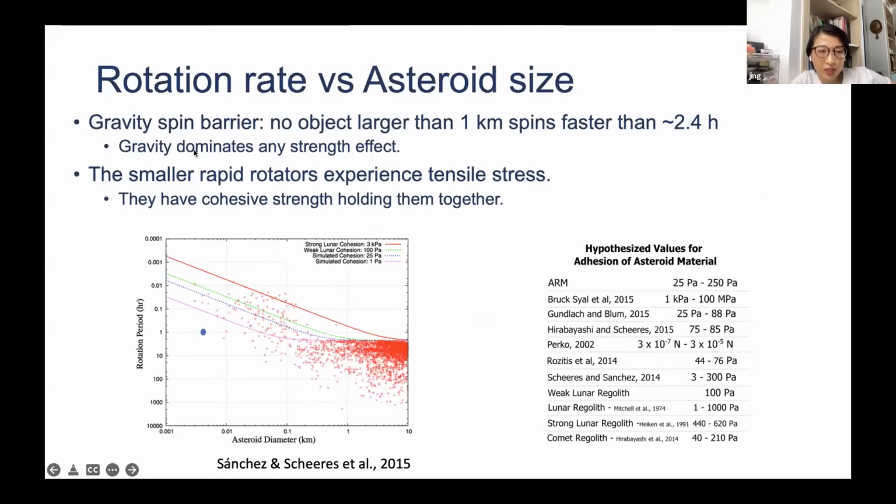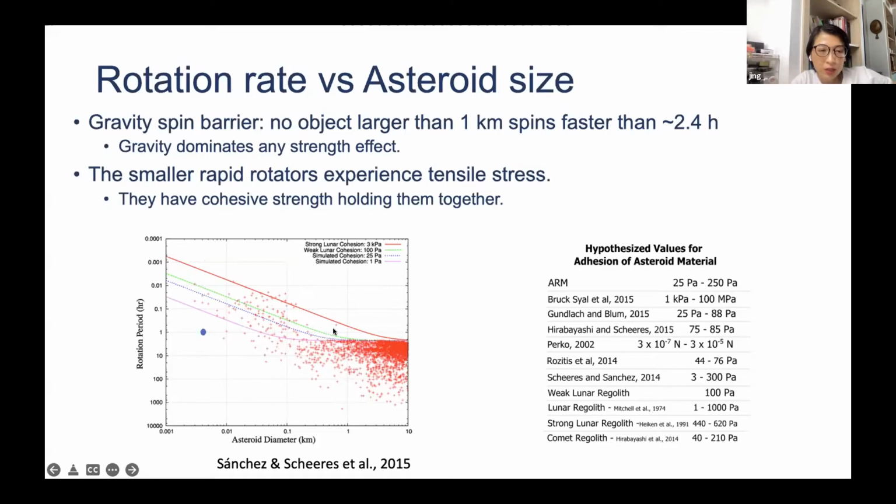We call it a gravity spin barrier. No object larger than 1 kilometer in diameter spins faster than 2.4 hours. So that's where it is here. The big ones, the 1 kilometer ones, spin slower in this area. But then as size decreases, their spin rates can go up.